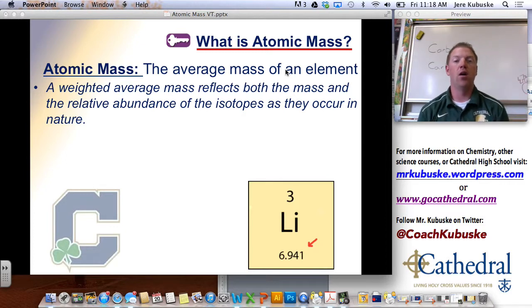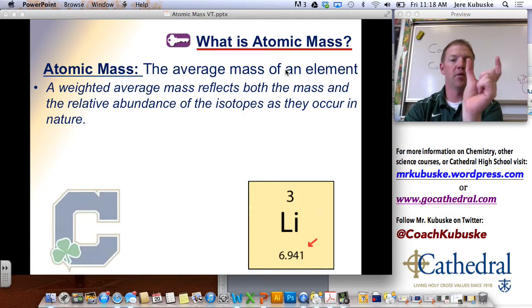Well, what we need to know is the relative abundance of that type of isotope in nature, and I'll show you what I mean here in a second. Okay, and when we multiply those numbers together, the mass times the relative abundance, we add up the different numbers for each isotope, and that's how we come up with our atomic mass. And again, I'll show you in the examples here in a second.